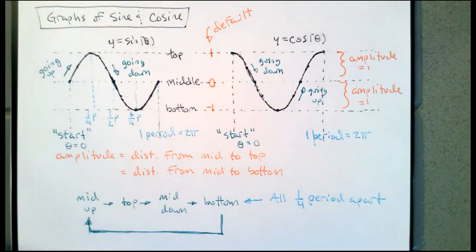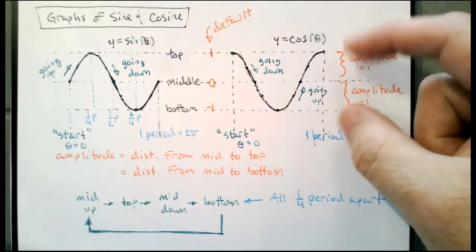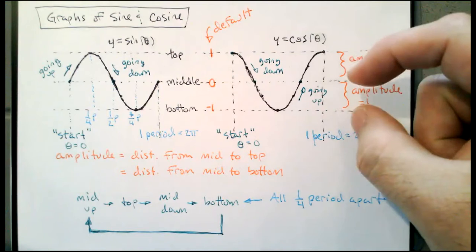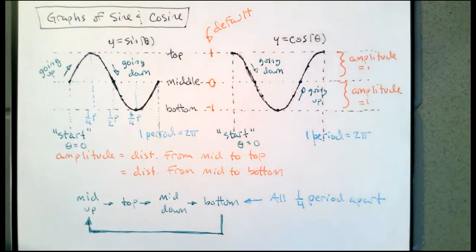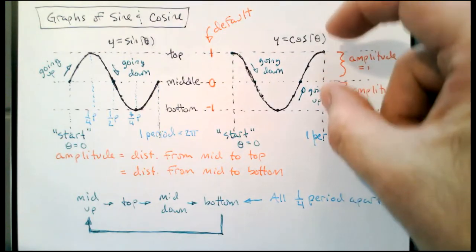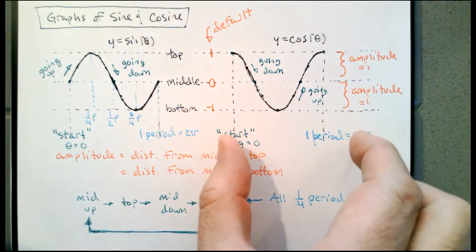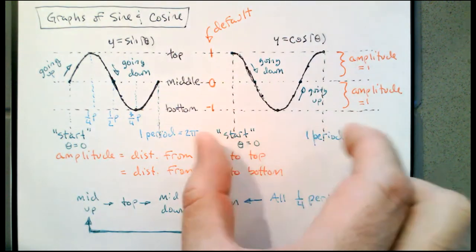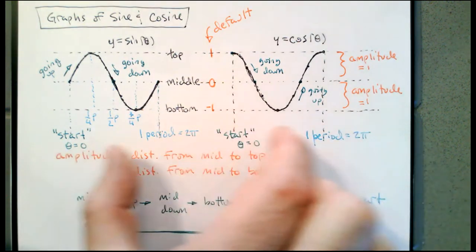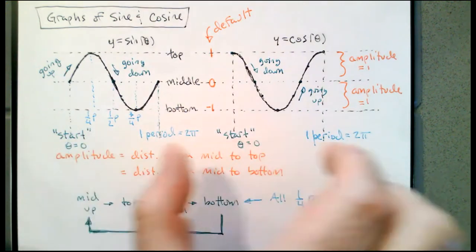So you can see, I'm going to want to be able to stretch these up and down, change the amplitude by making the bigger distance from the middle to the top. I'm going to want to move the middle up and down, thus moving the top and the bottom by the same amount. And I'm going to want to do the same thing horizontally. I'm going to want to change the period, make the period shorter or longer. And then I'm going to want to shift the graph left and right, change the start left and right.